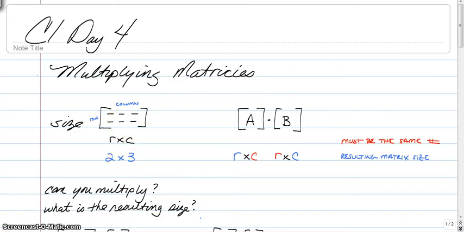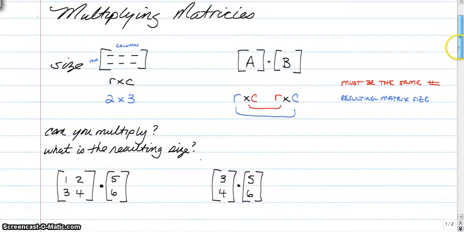When you multiply 2 matrices together, you need to state the size of both matrices, and what you want is for the inside 2 numbers to be the exact same. If they are, then you can multiply these matrices. If they are not the same, you just cannot multiply them. Now, if they are the same, your final matrix, known as the resulting matrix, will have those dimensions. Okay? Once you see an example, that'll make more sense.